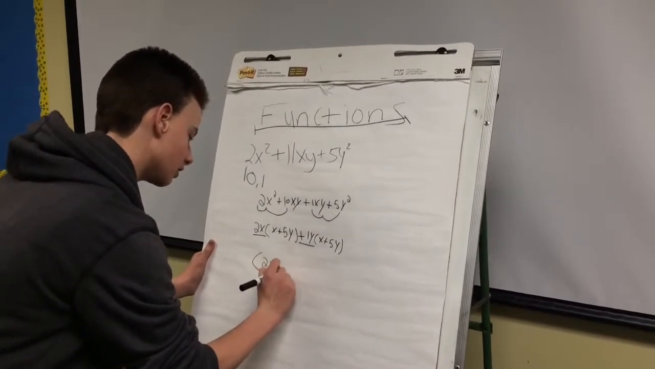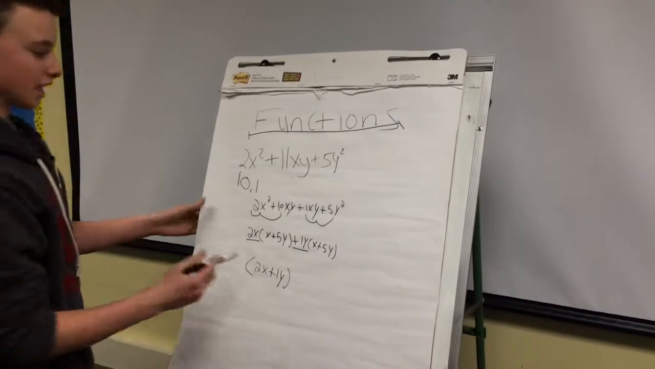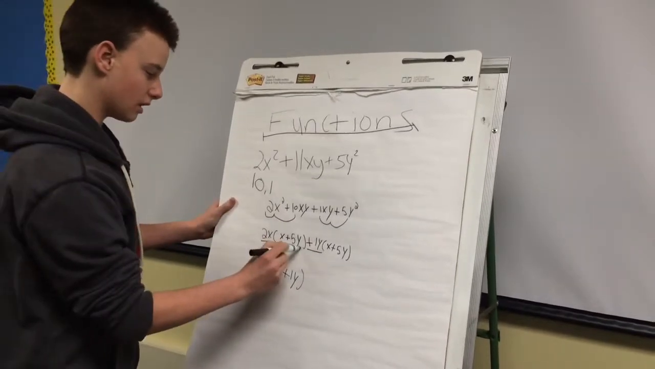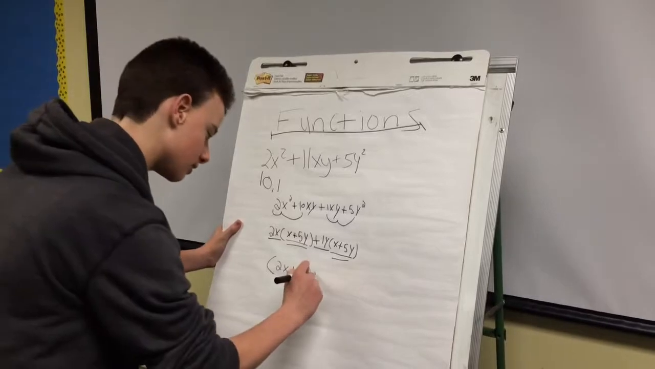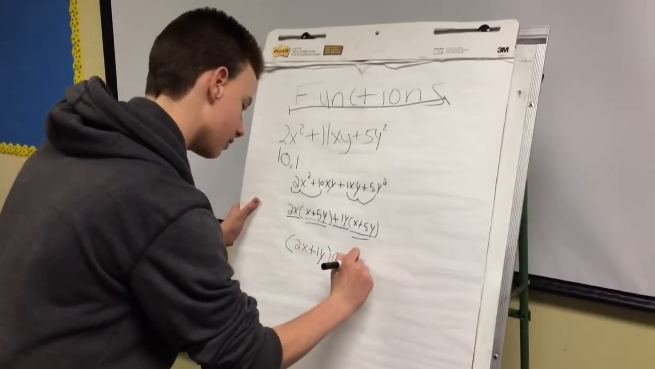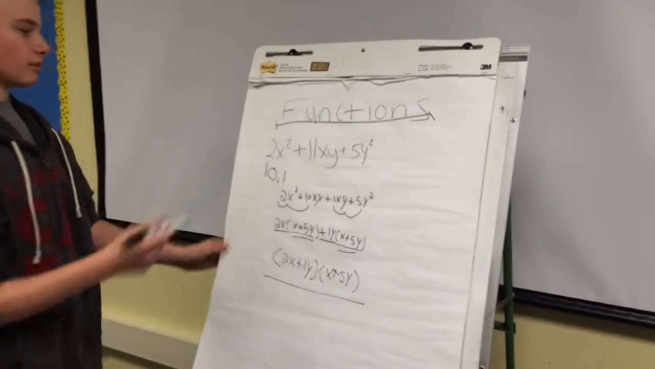2x plus 1y. And now for our second parentheses, since both these numbers are the same inside, we know that's what belongs in the second one. X plus 5y. That goes in our second parentheses. X plus 5y. And that's our final answer for this long problem.